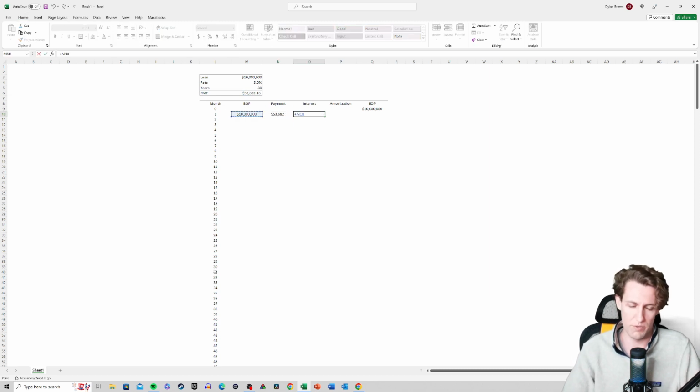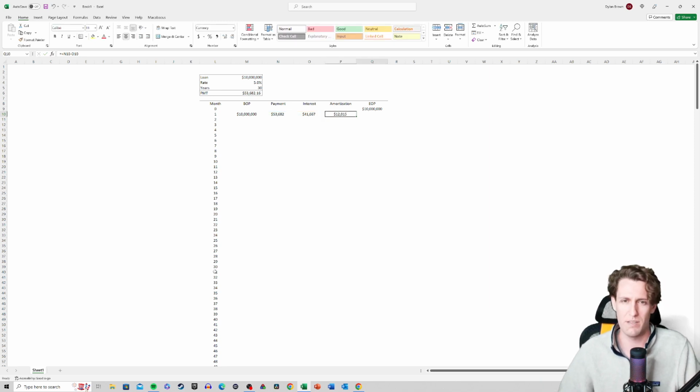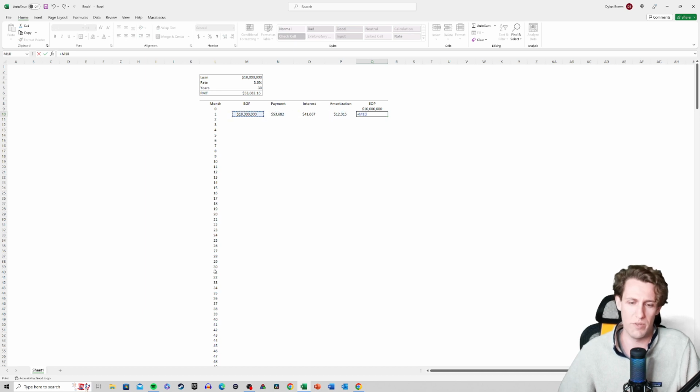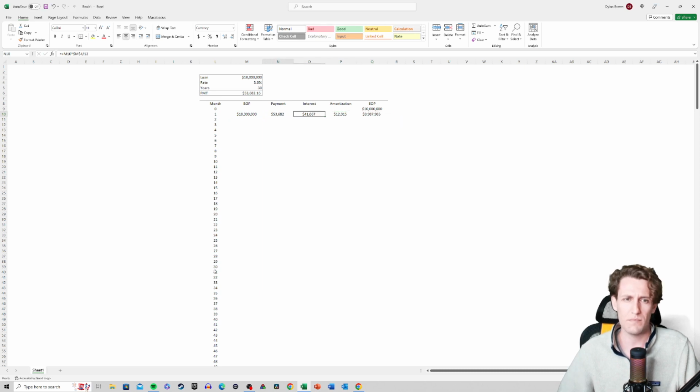Then your interest is always your balance times your interest rate, F4, divided by 12. Cool. I'm going to copy this formatting over, and that means your amortization is your payment less your interest. Oops, I did an equal sign instead of a minus sign. So then your ending balance is just going to be your beginning balance less your amortization. Boom. Cool.